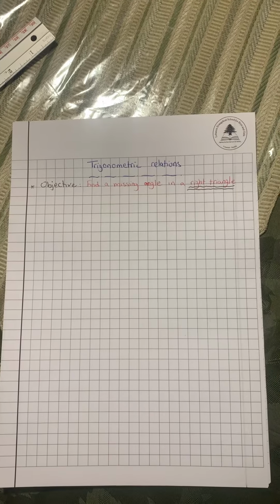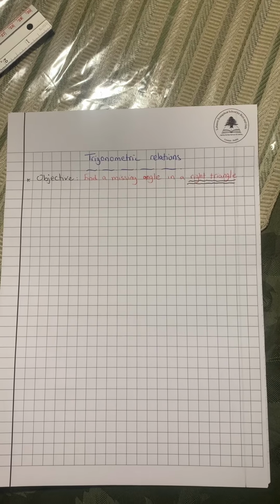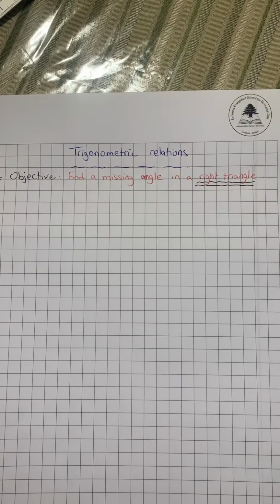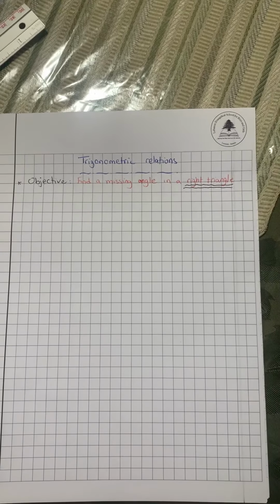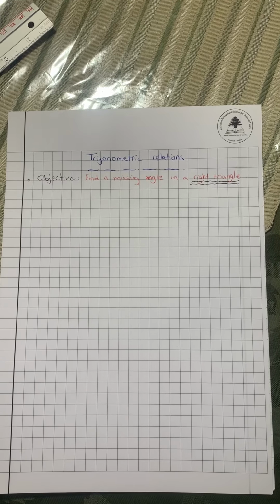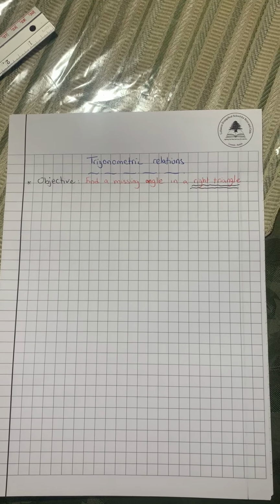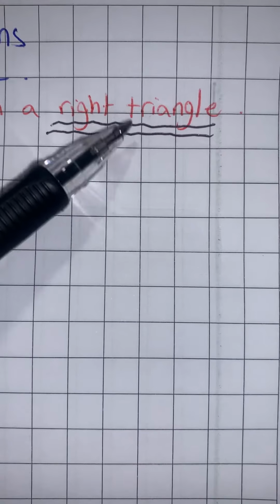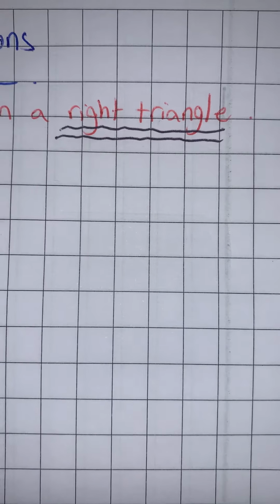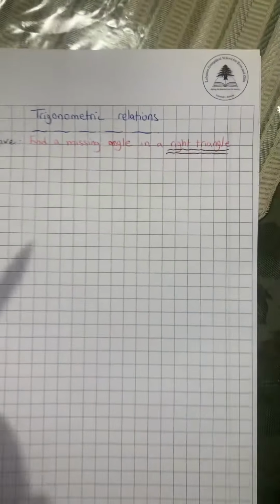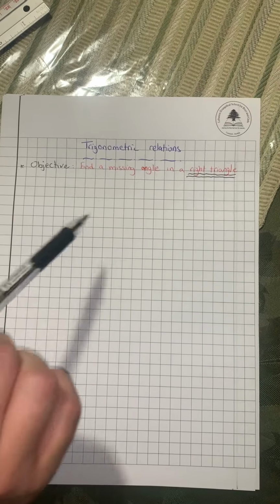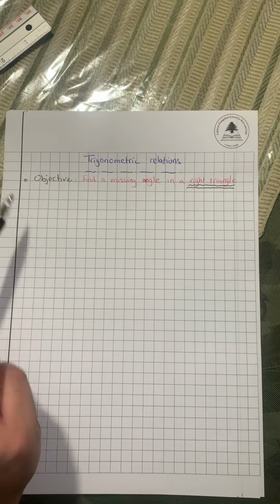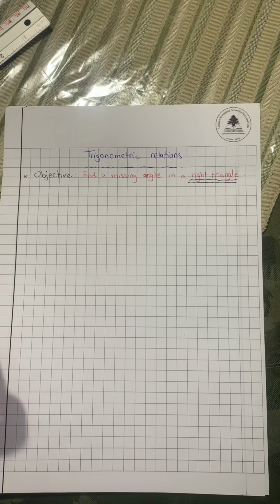Hello my students, today's lesson talks about trigonometric relations, also known as trigonometry. The objective of this lesson is to find a missing angle in a right triangle. Please note that the type of triangle must be a right triangle. In case the triangle is not right, we will not be able to use any relation from this chapter.